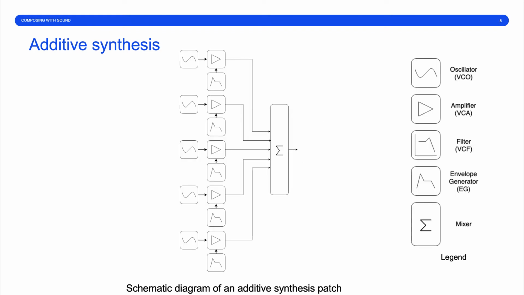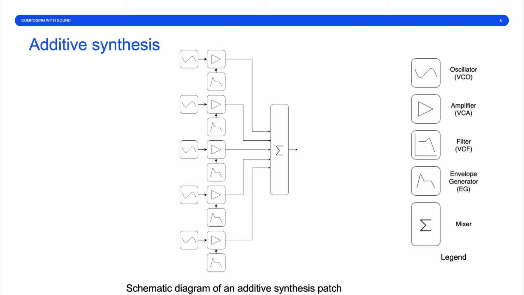So here is a schematic diagram which shows how a typical additive synthesis patch might be comprised. Now you'll see schematic diagrams like this in the literature, in books about sound synthesis. And on the right we see the individual modules that make up a typical synthesizer. So the first is an oscillator, in this case a sine wave oscillator. You can see that characteristic sine wave shape there. The next down, the triangle shape stands for an amplifier. You'll notice the letters VCO and VCA stand for voltage controlled oscillator and voltage controlled amplifier.